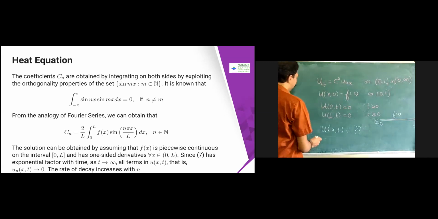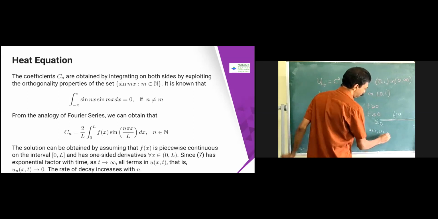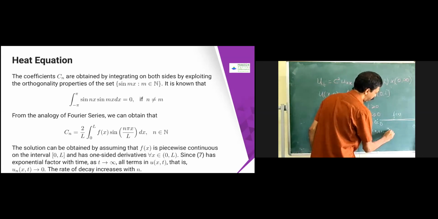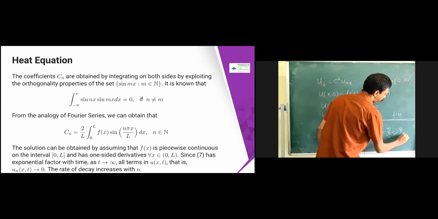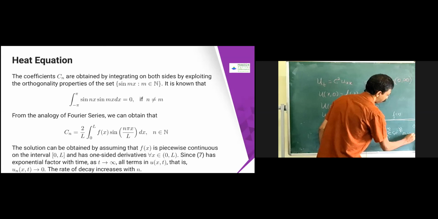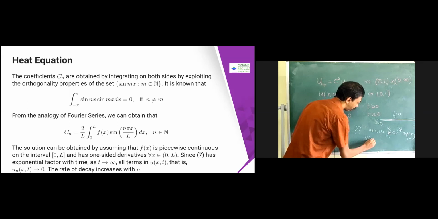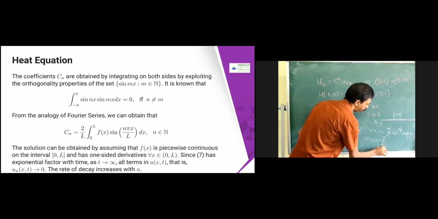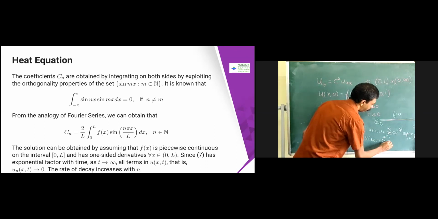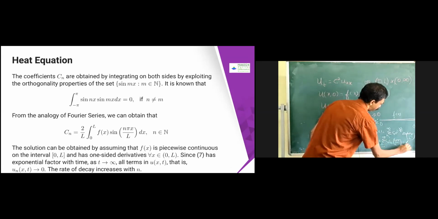So what I have is u of x comma t equal to summation n equal to 1 to infinity cn e power minus lambda n square t sin n pi x by L. Now u of x comma 0 is obtained if you substitute t equal to 0 here. This becomes summation n equal to 1 to infinity cn sin n pi x by L, which is nothing but f of x.